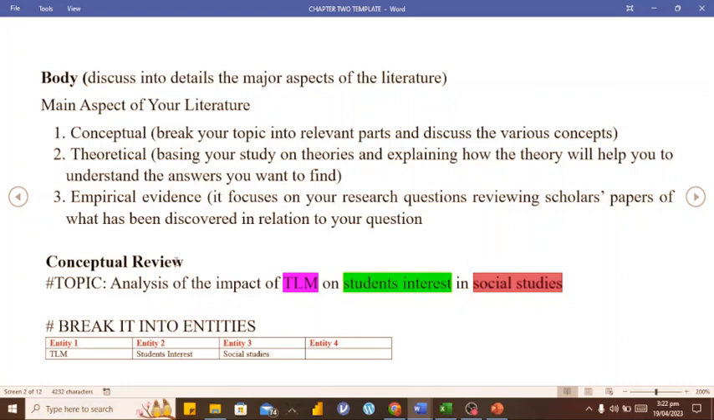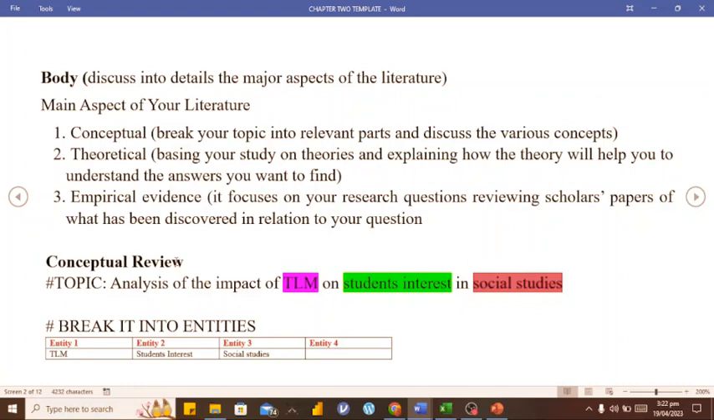Then also with the theoretical review, you base your study on theories and explain how the theory helps you to understand the answers that you want to find. Some studies use theory. So if you include a theory in your research, then you also have to state how the theory is used. You explain the theory and the various assumptions of the theory.